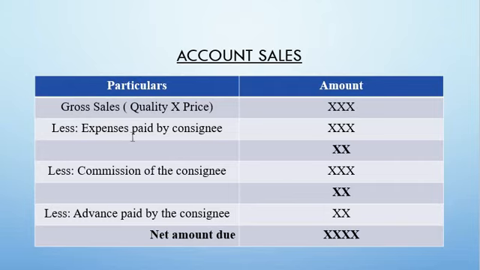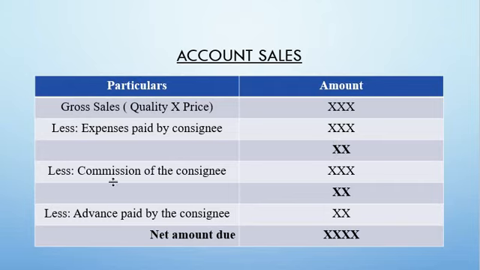Next, less the expenses paid by the consignee. I told you that when goods are being sold, all the expenses incurred for the goods are borne by the consignor and not the consignee. The agent is not going to bear any expenses. All the expenses are borne by the owner. That is why the expenses made by the consignee are deducted from the sales amount. So less expenses paid by the consignee, this is the total that you get.